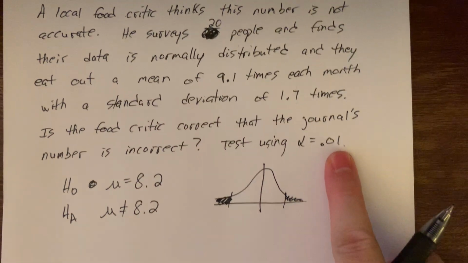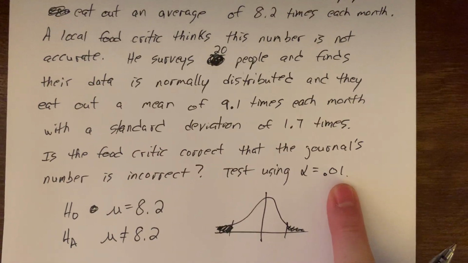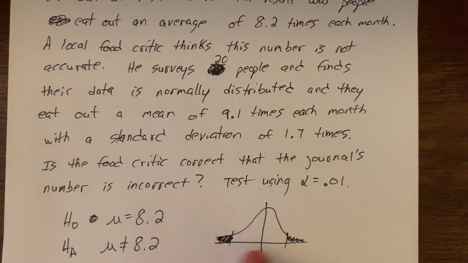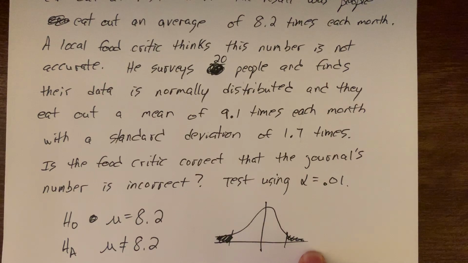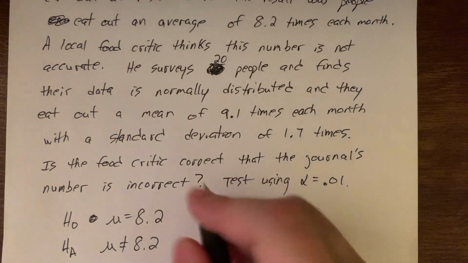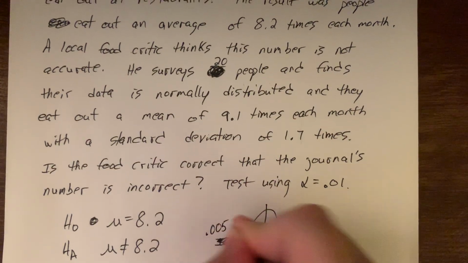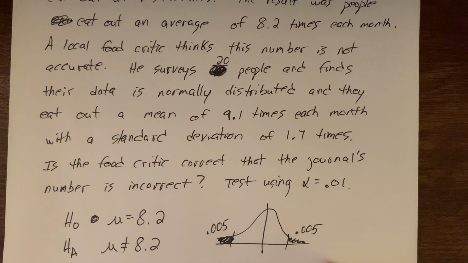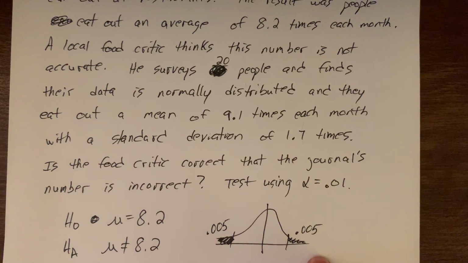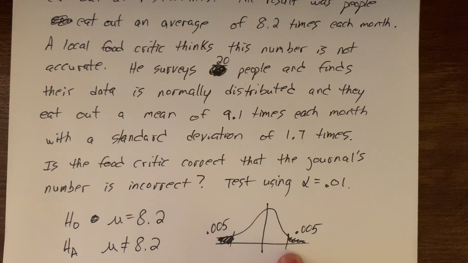So now my alpha has to be split up. It's not 0.01 in each, it's the total shaded region that is 0.01. So cut that in half, and you get 0.005 in each tail. That would be a total of 1%, which would leave 99% in the middle.